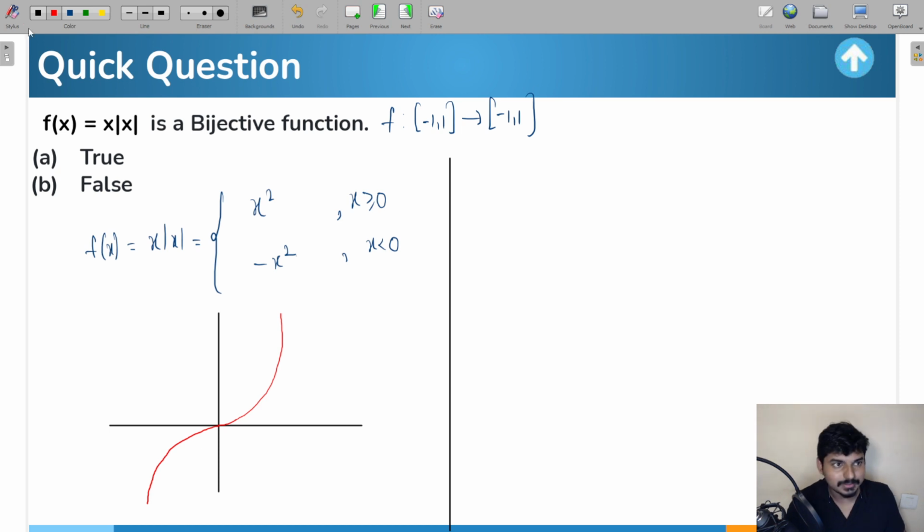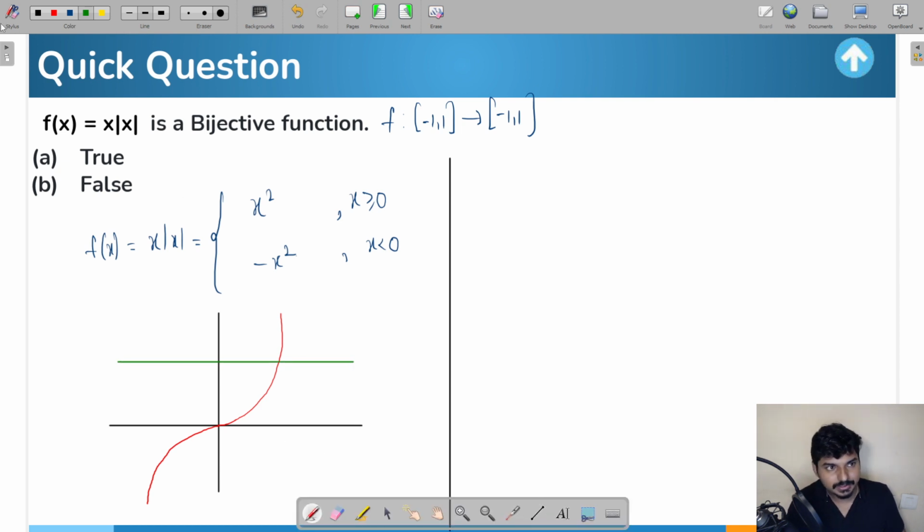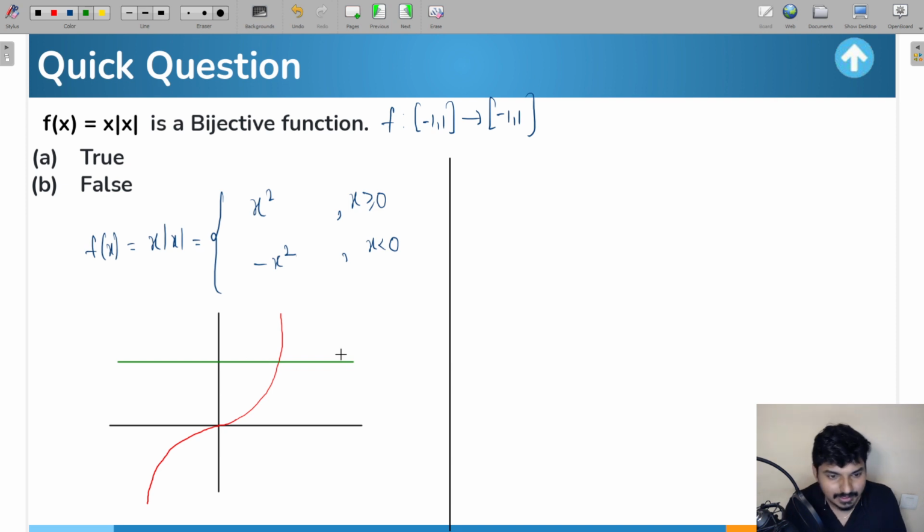Now from the diagram it's pretty much clear that if you draw a horizontal line like this, at how many points will this horizontal line intersect the graph of this function? Definitely at only one point. So what does that mean, guys? Will this be a one-one function? Yes, definitely. The function f of x is going to be a one-one function. No problem in this case.